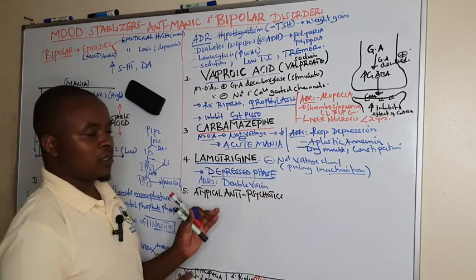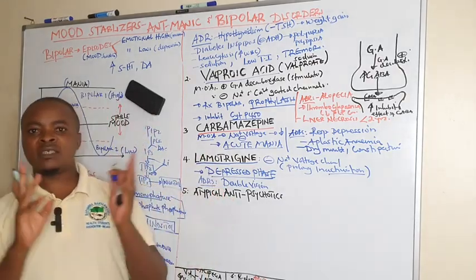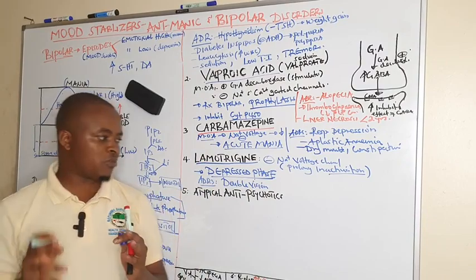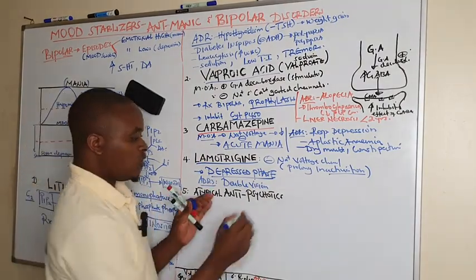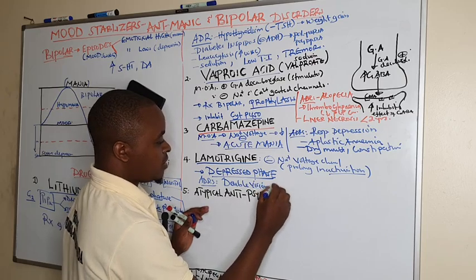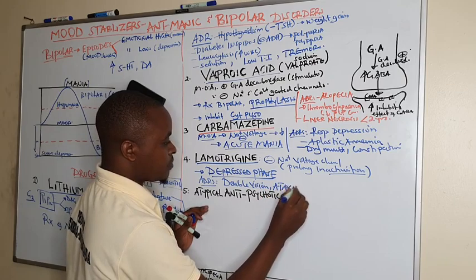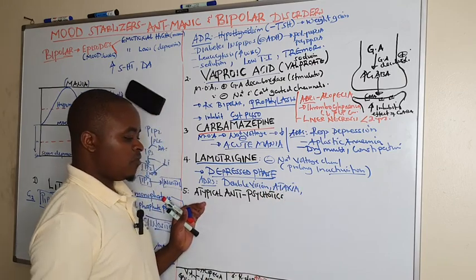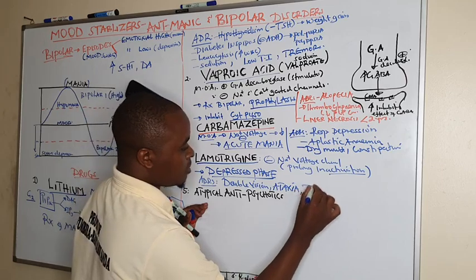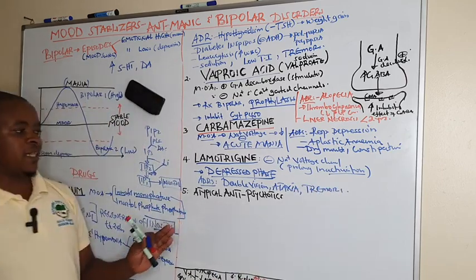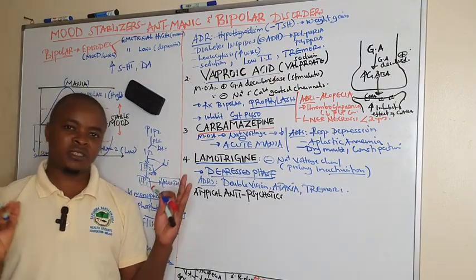whereby when you are seeing objects, you see one object as two. That is what we call double vision. And also uncoordinated body movement, that is ataxia. It can also cause tremors. Those are the peculiar side effects, apart from nausea, vomiting, convulsions, and so forth.